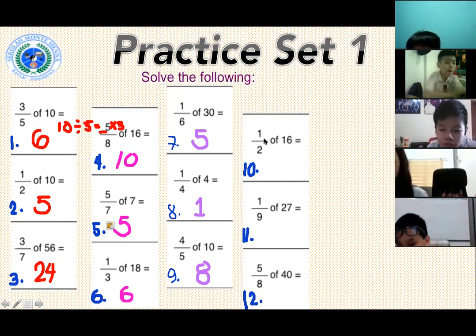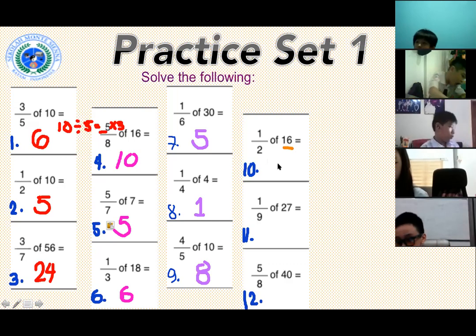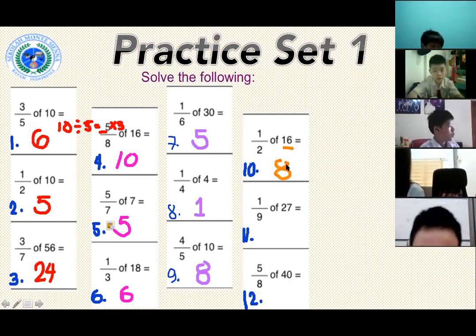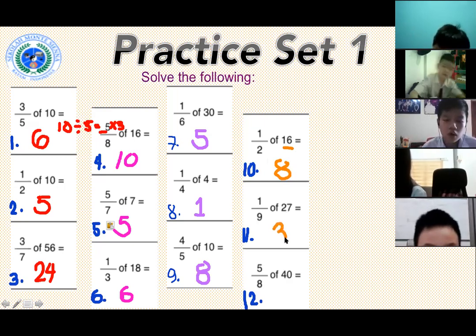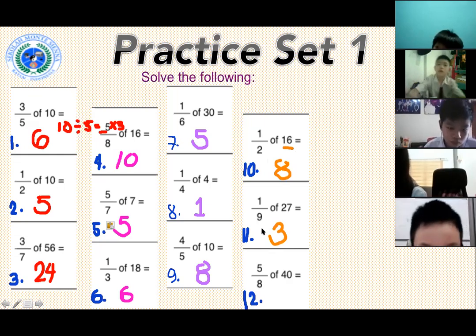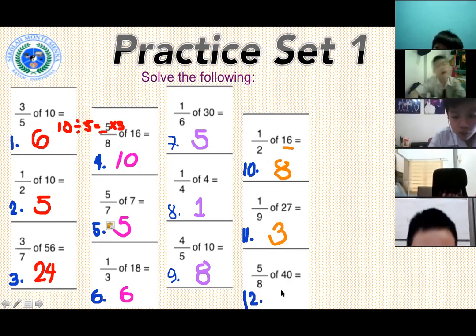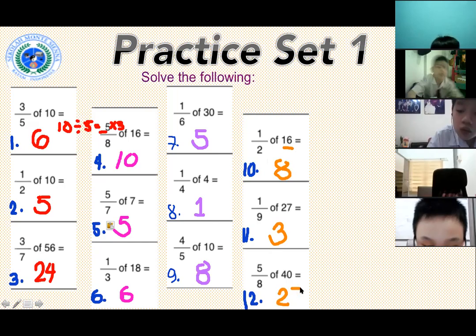Number 10, what is 1/2 of 16? That is 8. Number 11, 3. And number 12? 25. Who got 3 answers correct?